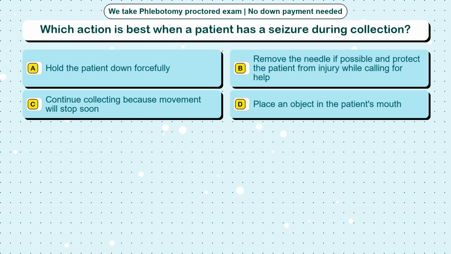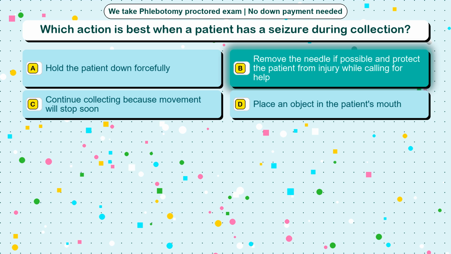Question 90. Which action is best when a patient has a seizure during collection? Option A. Hold the patient down forcefully. Option B. Remove the needle if possible and protect the patient from injury while calling for help. Option C. Continue collecting because movement will stop soon. Option D. Place an object in the patient's mouth. The correct answer is option B. Remove the needle if possible and protect the patient from injury while calling for help.